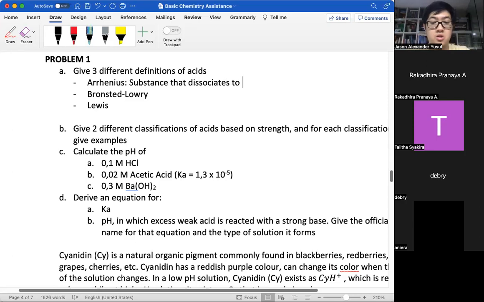Substance that dissociates to give H plus ions.